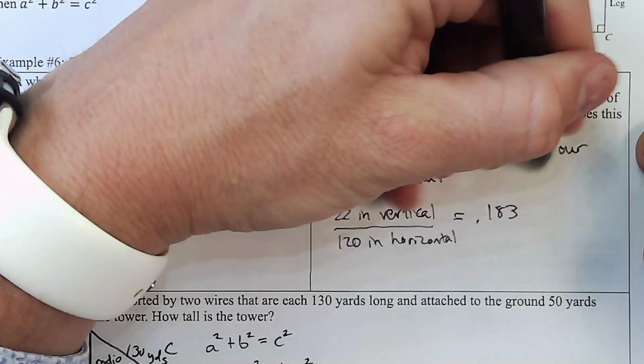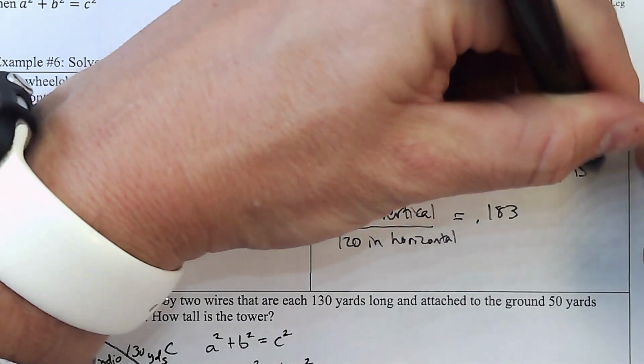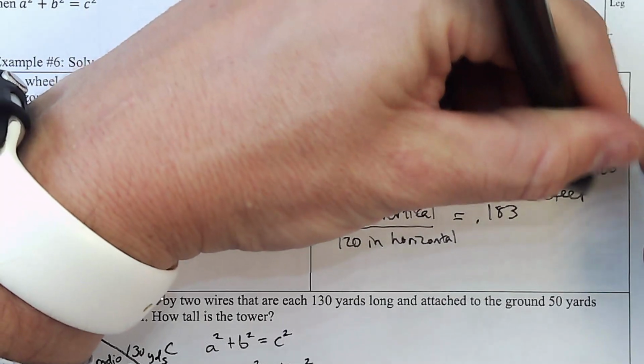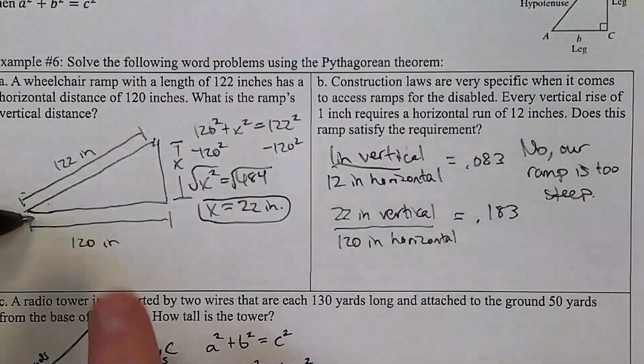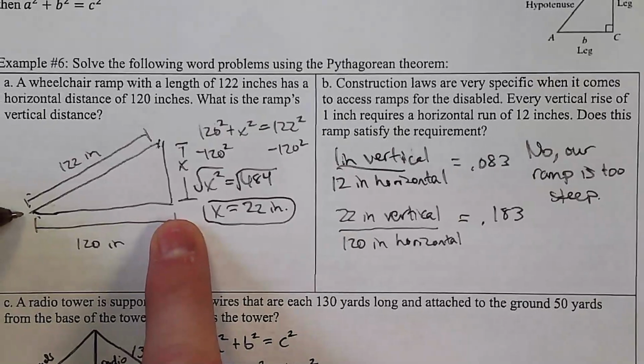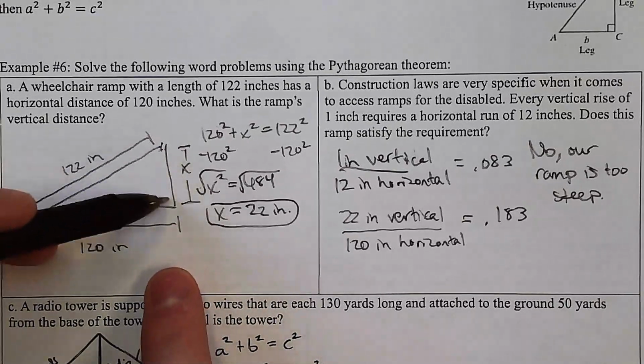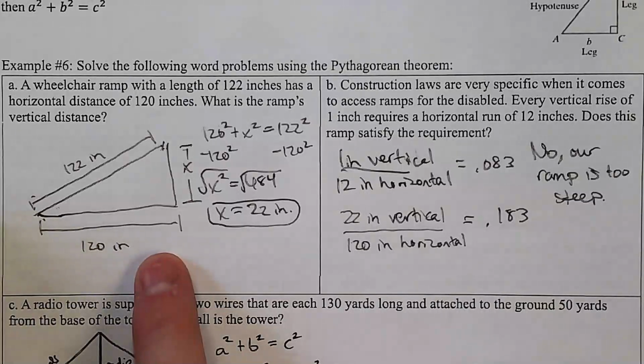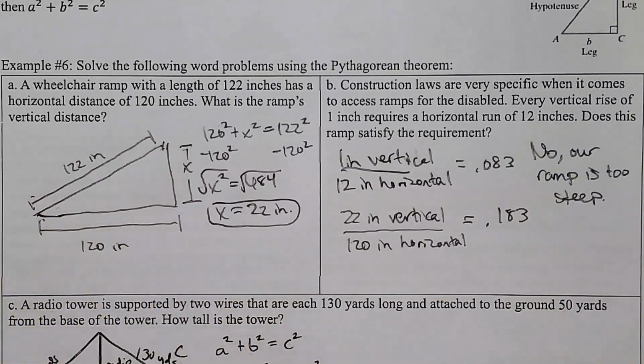Our ramp is too steep, so we built it too steep. They would need to go back and have a larger horizontal distance to offset this. If they have to have a vertical distance of 22, they're going to need a larger horizontal distance.